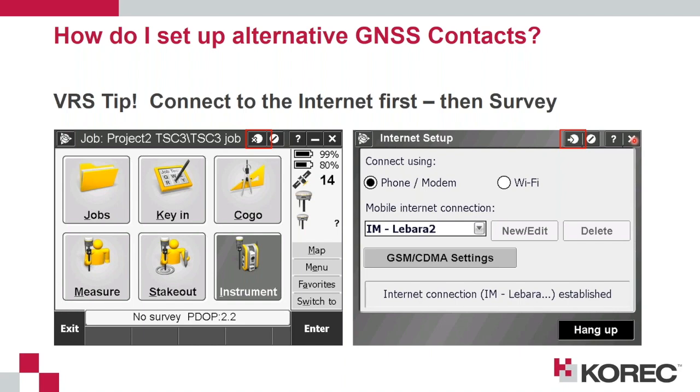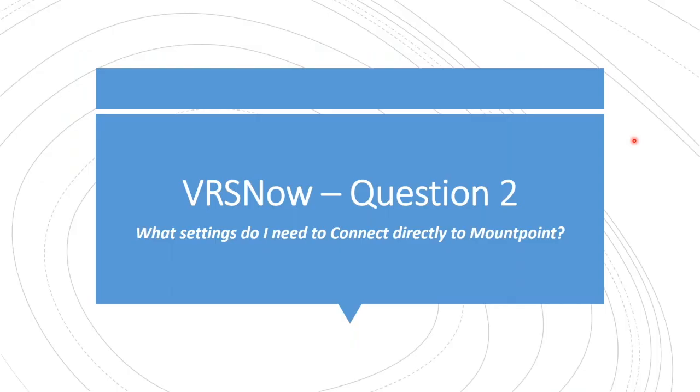Okay, let's move on to question number 2. What settings do I need to connect direct to a MountPoint? And this question follows on quite nicely from the previous one. Because to change this setting, we need to know how to edit a GNSS contact record, and that's of course what we've just covered.